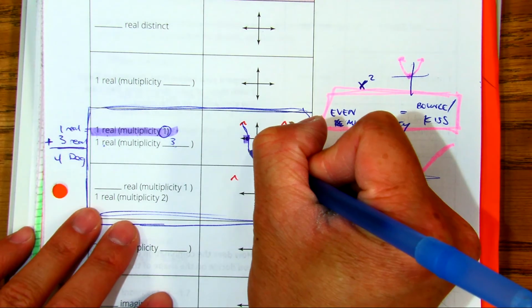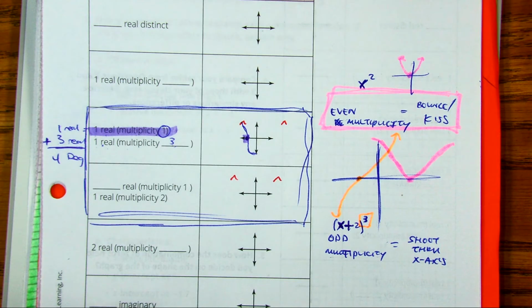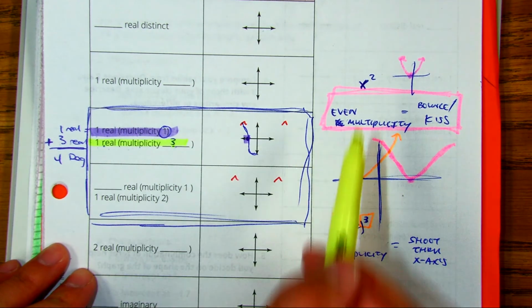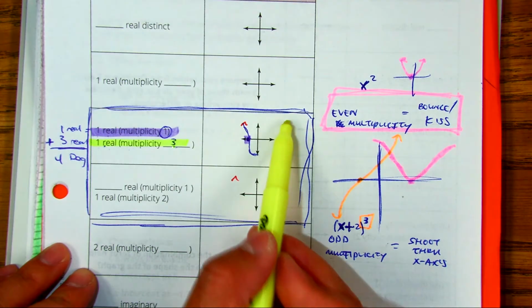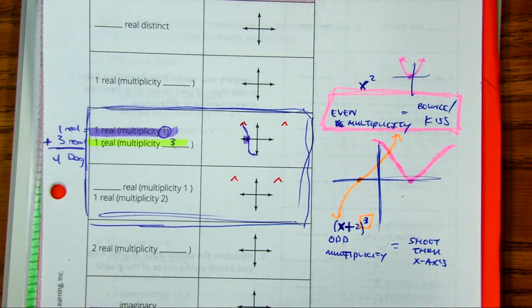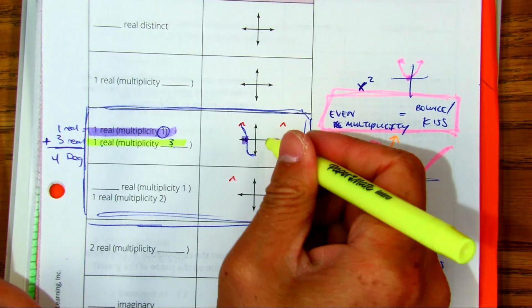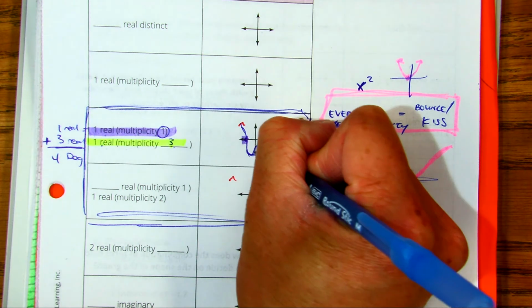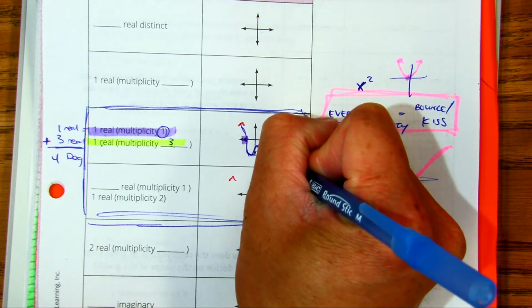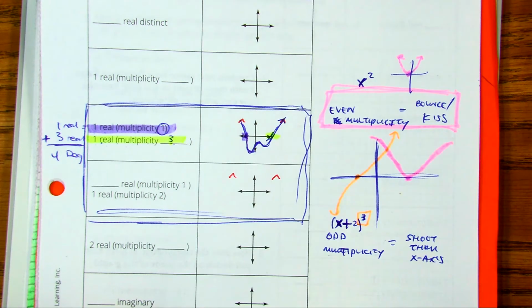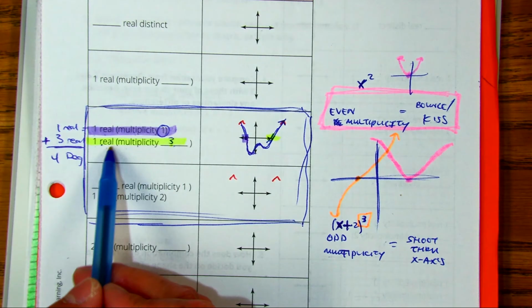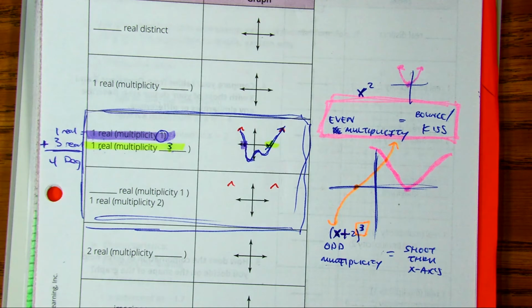And then my multiplicity of 3. Class, is this even or odd? We're going to go back up to that point and we're going to shoot through. So you might have like a little roller coaster, and you might have another turning point in there, and you do something like that. Okay? So that is my one real with a multiplicity of 1, and one real with a multiplicity of 3. Let's try this one.